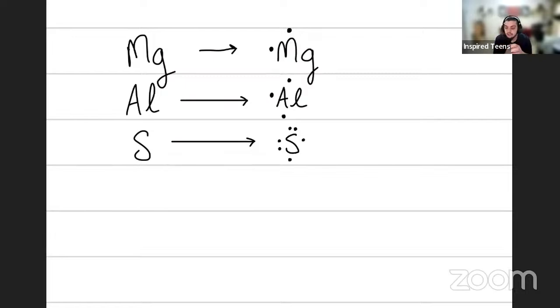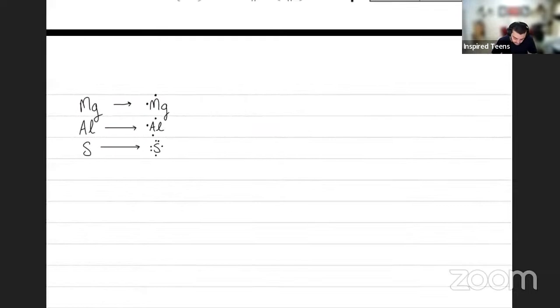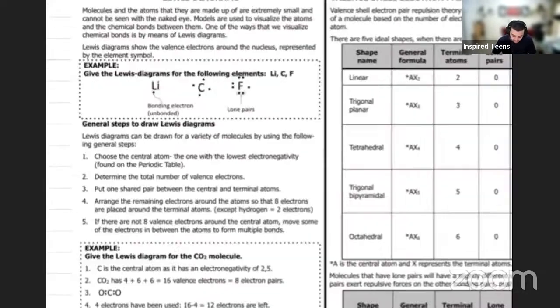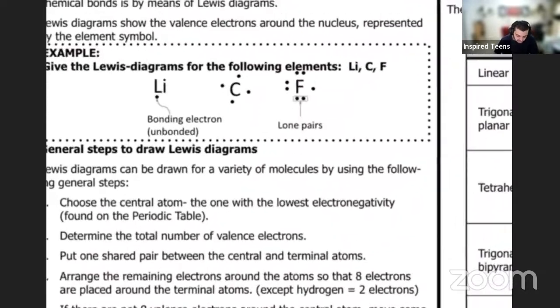Draw at least 1 on each side, at least 1 on each side, basically. That's how you go. You don't start by drawing 2 on one side. 1, 1, 1, 1, as many as you need. So sulfur has 6, sorry, and that's how we draw it. Here they have lithium. Lithium has 1, carbon has 4, and fluorine has 7.